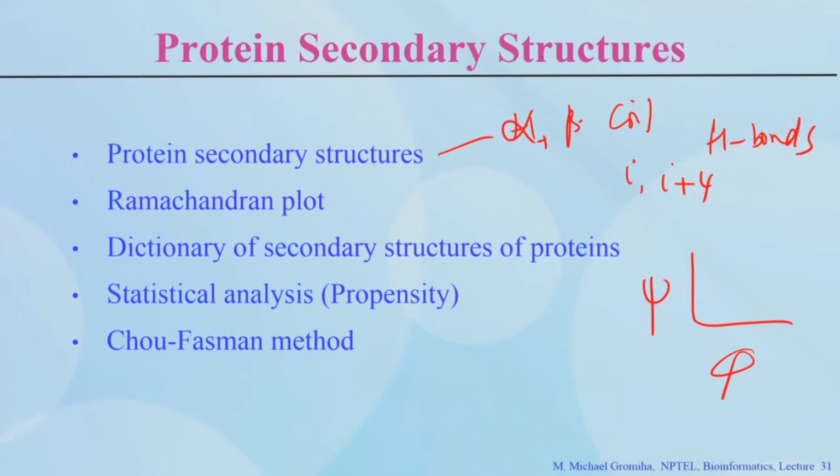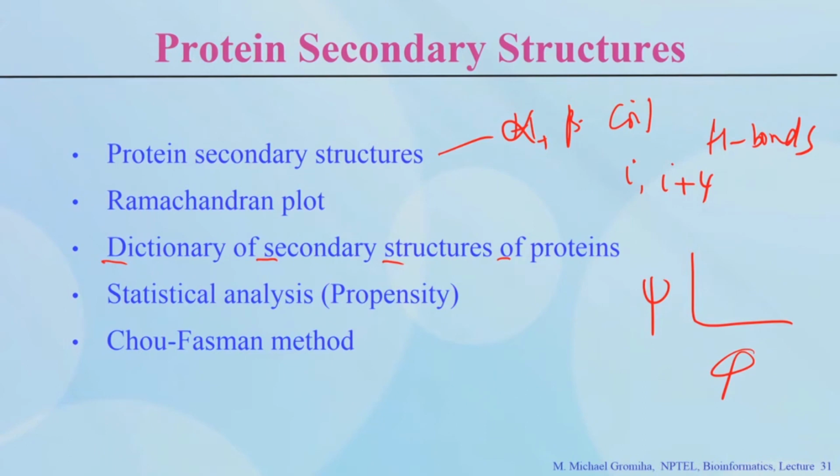Then what is DSSP? Dictionary of Secondary Structure of Proteins. How do they derive the secondary structure? Based on hydrogen bonding patterns, right, because the hydrogen bonding patterns are known for the alpha helices, the beta strands or turns. Using these hydrogen bonding patterns, they derive 8 classes.